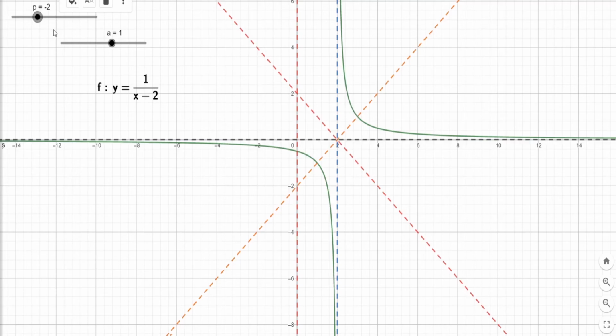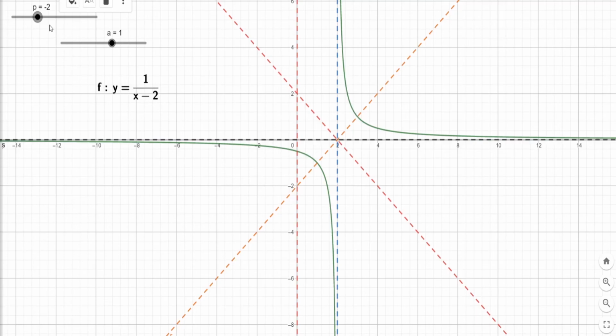This is what I want you to note. When p is negative 2, the value of the asymptote is x equal to minus p, because you can see that it's x equal to 2 and the value of p is minus 2. So you equate this to find the equation. That's what I wanted you to note.